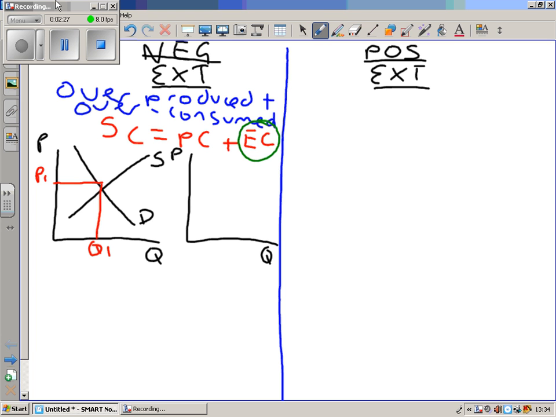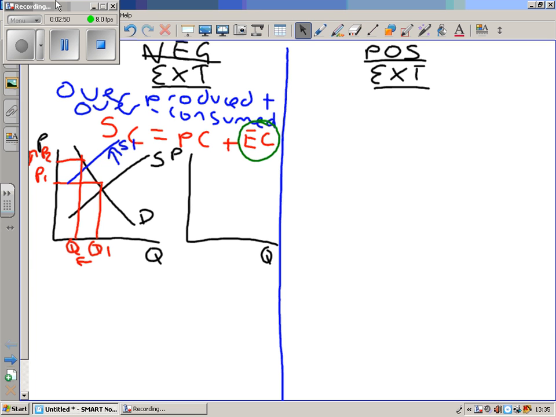If we had no market failure, we'd have an equilibrium point at P2, Q2. At this point, all external costs are now being considered.